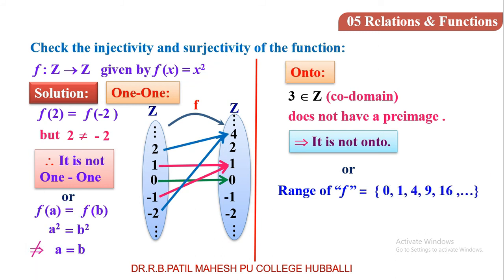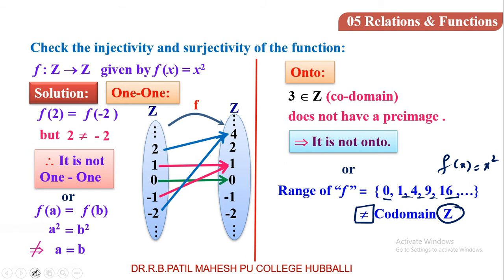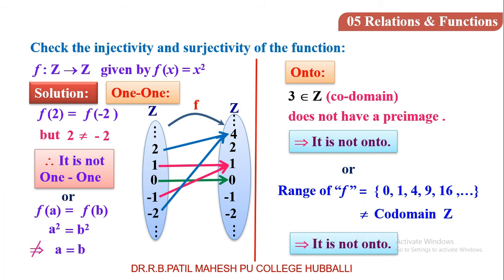Yes, that only I have written. And what about the codomain? The set of integers, and the range is not equal to the codomain. Dear students, the range of the function f of x equal to x square is 0, 1, 4, 9, 16, and the codomain is the set of integers. Absolutely they are not equal, and from this we will say this function is not an onto function.